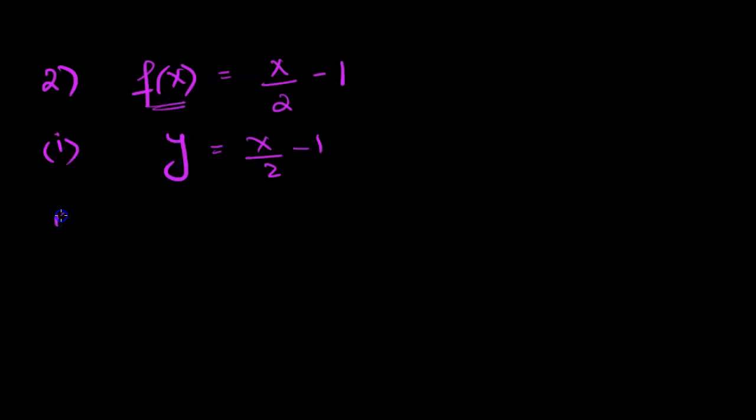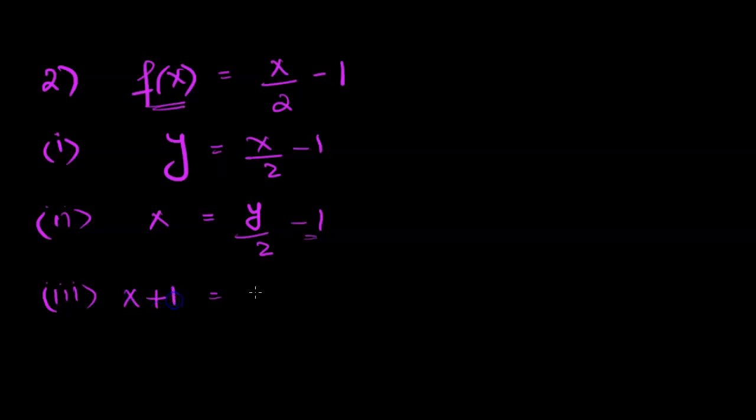Let's do another question for the sake of practice. If we have the equation as f(x) = x/2 - 1, our first step is to rewrite f(x) as y. Second step is to interchange x and y. Third step is to isolate y. So we'll leave y on this side and move everything else to the other side. This goes on the other side first.